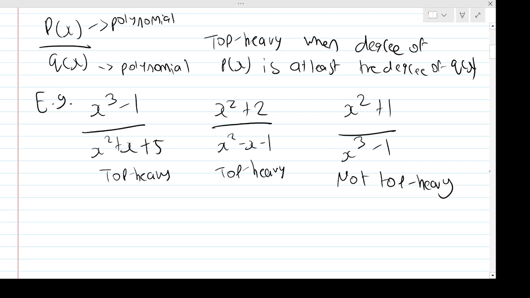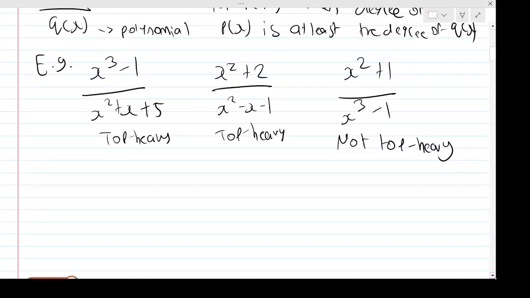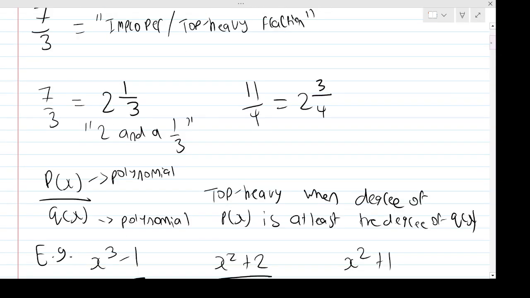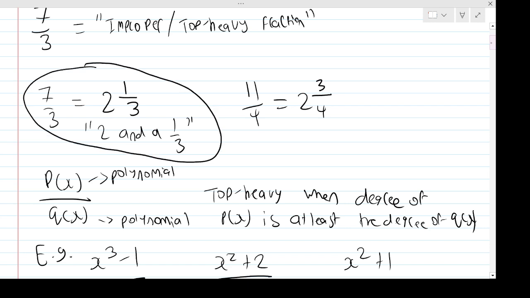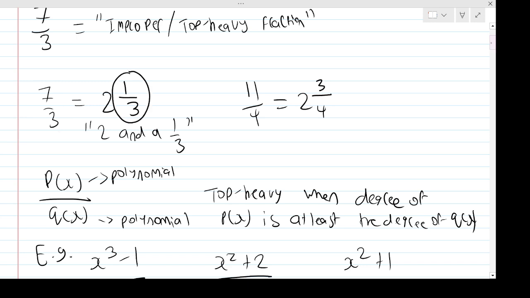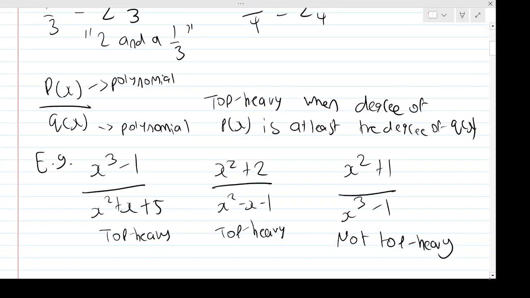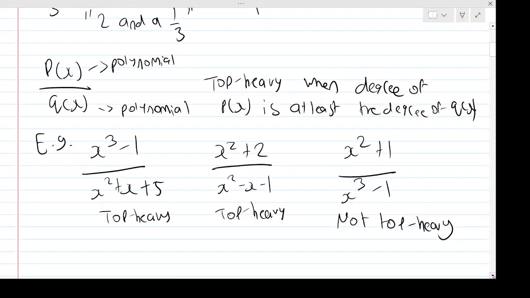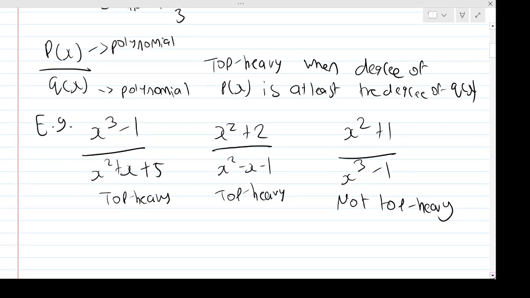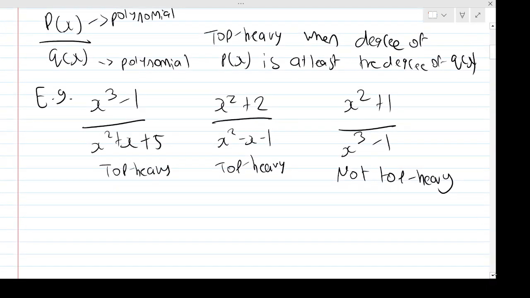Okay. So in the case of top heavy fractions, we can do what we call polynomial division to cancel it down to get a fraction that is no longer top heavy, right? Very similar to the idea that we saw here with numbers. We had a top heavy fraction there, 7 over 3. We reduced it down to a non-top heavy fraction there, which is a lot easier to work with. And so that's what we'll be doing: the same idea of reducing down these fractions to non-top heavy ones. And that's where algebraic division comes in.